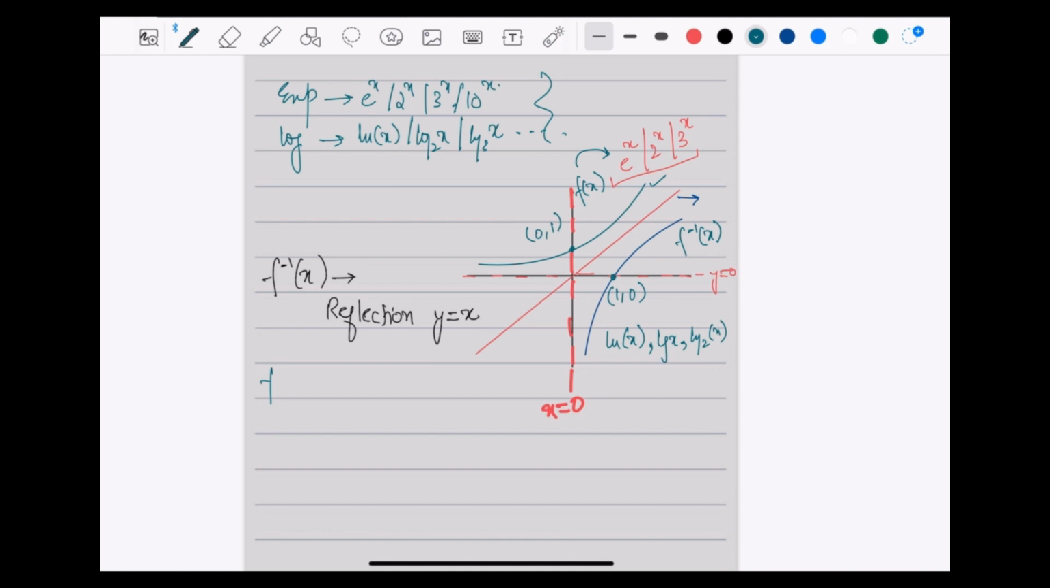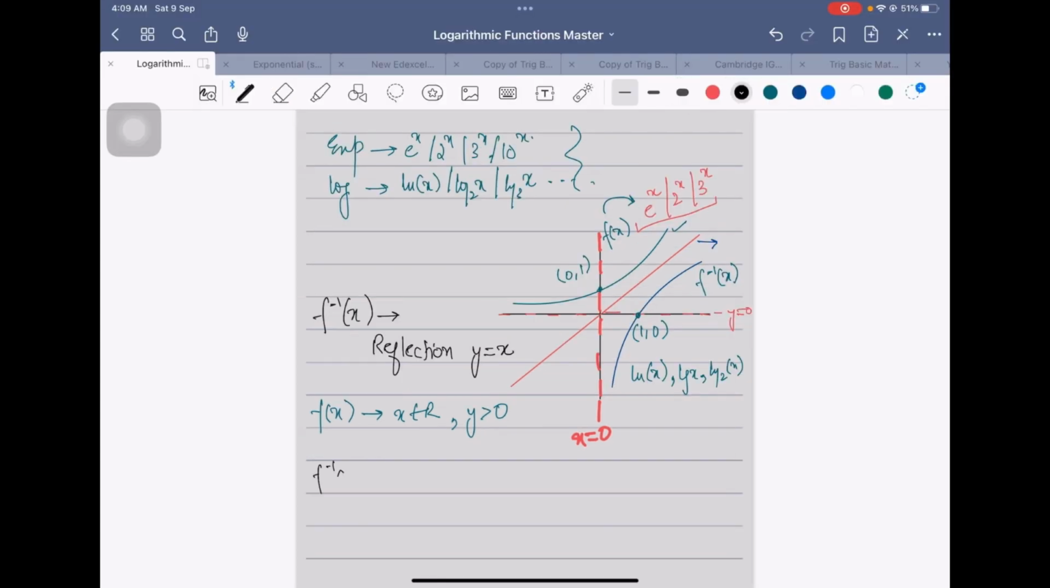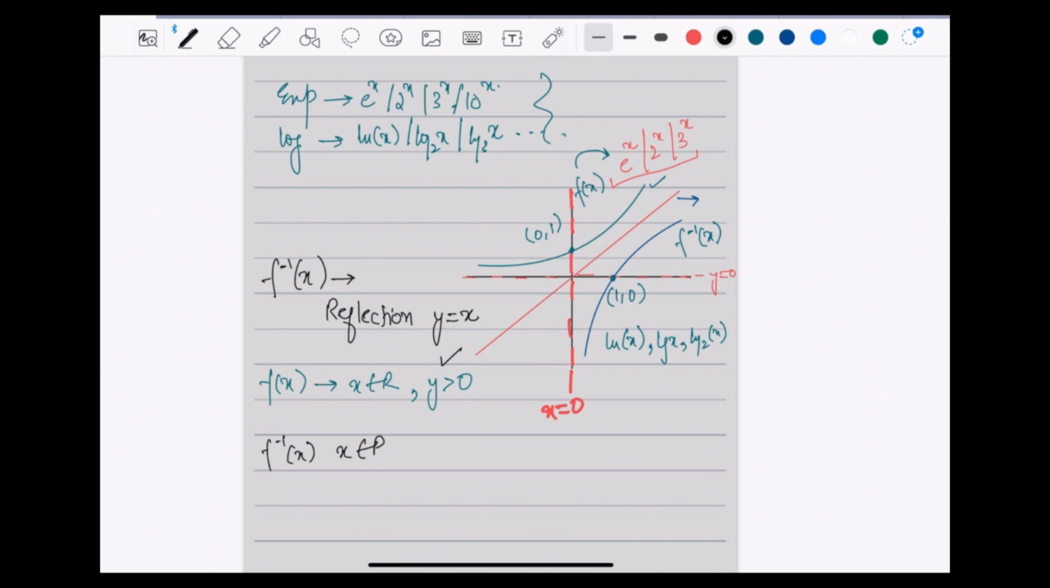The domain of f of x was x belongs to real numbers and the range was y greater than 0. The domain and range of f inverse of x switch. Since y was greater than 0, the domain becomes x greater than 0 and y belongs to real numbers. Can you see it's just switching? When it comes to the f and f inverse relationship, range becomes domain and domain becomes range.